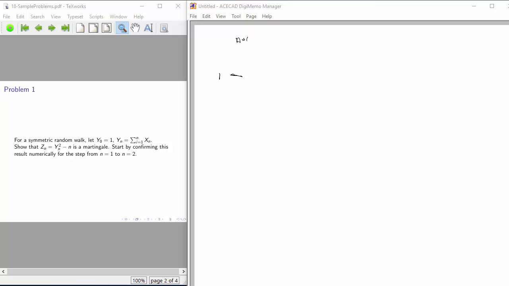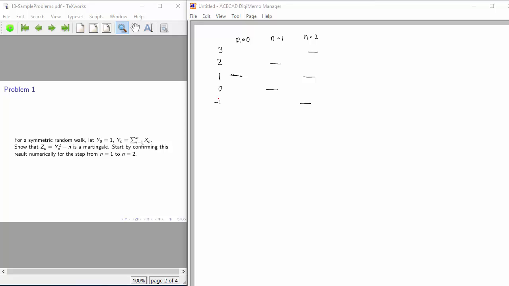That's step n equals 0. And then we can take a step in either direction, either up to 2 or down to 0. And to get to n equals 2, again, we can step up to 3, or we can step down to 1. And from 0, we can step up to 1, or we can step down to -1.